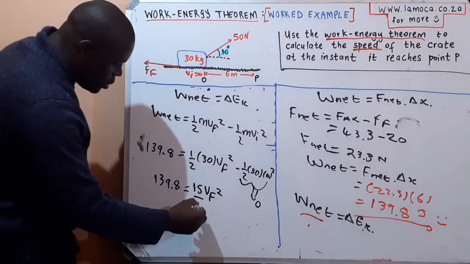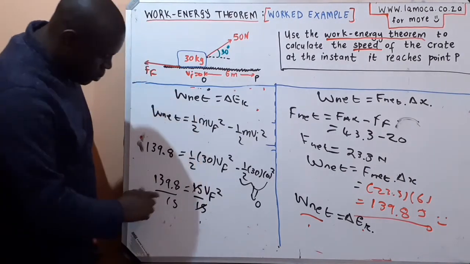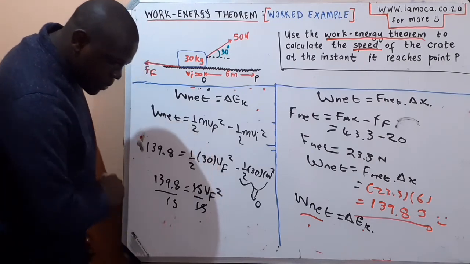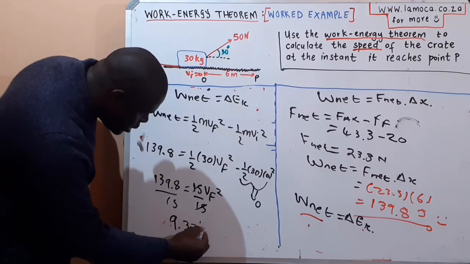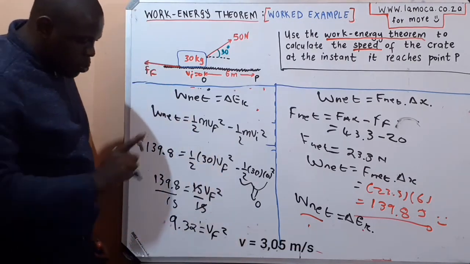And then we divide both sides by 15. Divide that by 15, it cancels off. And then we put that in our calculator. 139.8 divided by 15 is equal to 9.32. 9.32 is equal to Vf squared. Now we are not looking for Vf squared, we are looking for Vf.